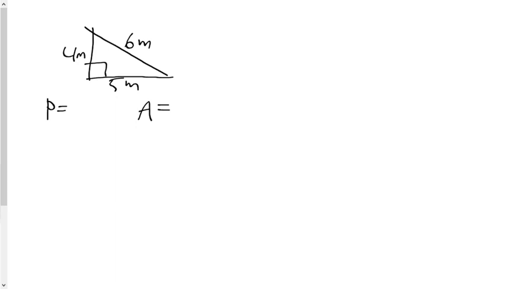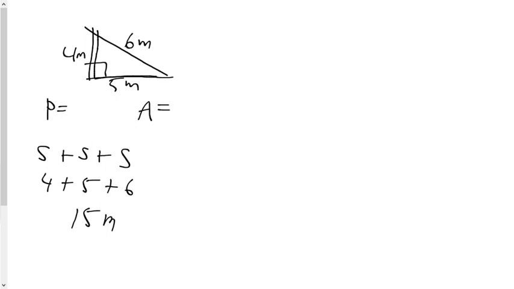Third question is a triangle. The perimeter's formula is simply side plus side plus side, or 4 plus 5 plus 6, which is 15 meters, or the distance around the perimeter of that triangle.